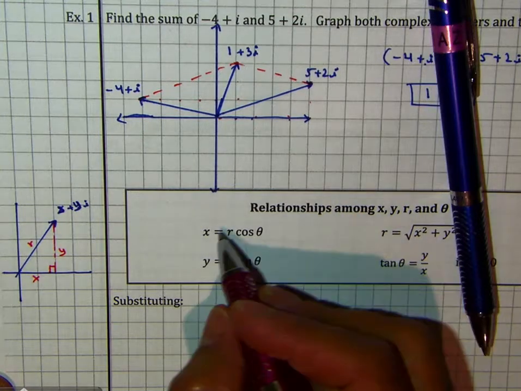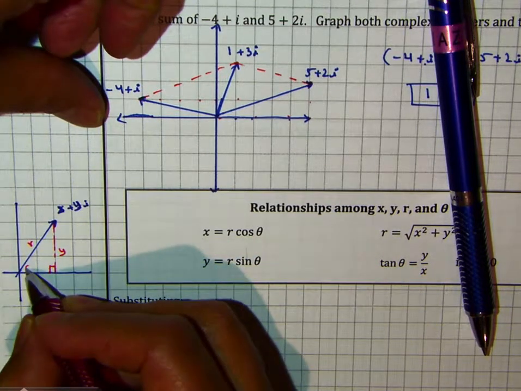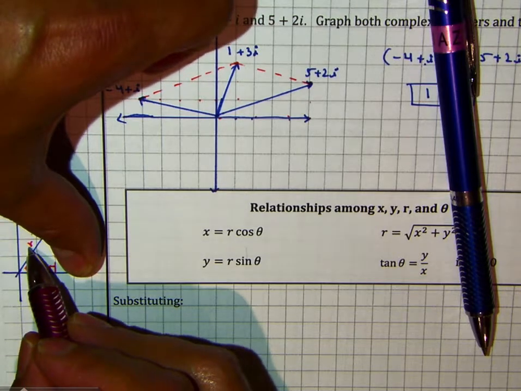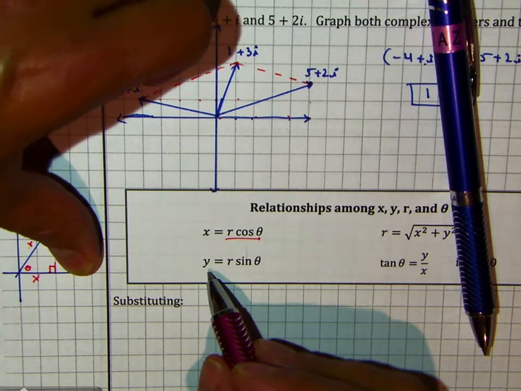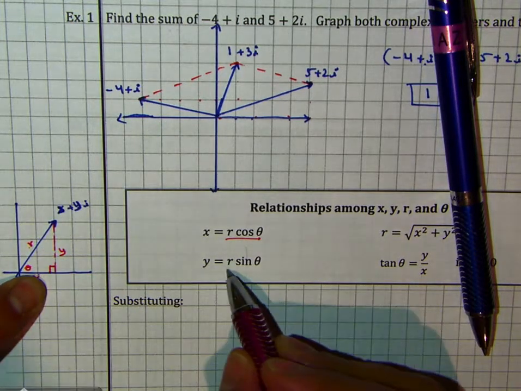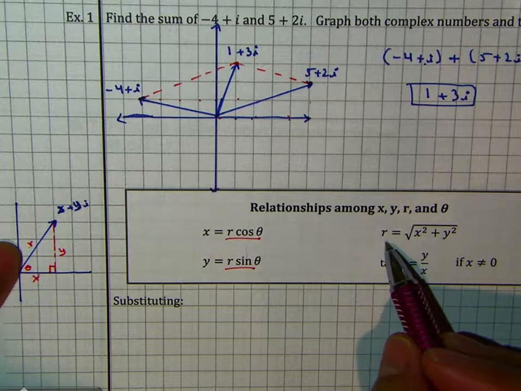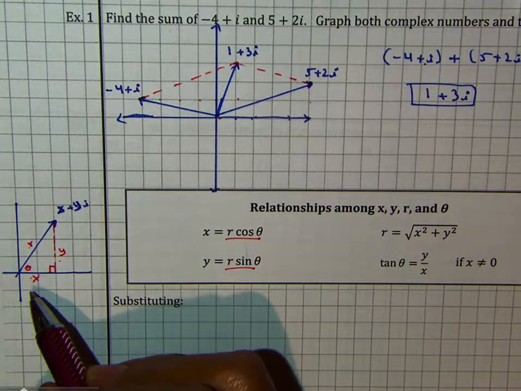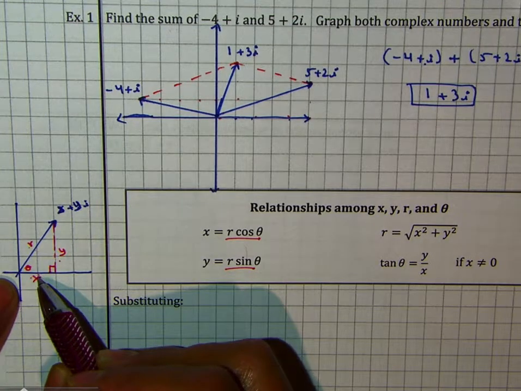To find x, and this is your angle, x is your adjacent over your hypotenuse, so we use the cosine. To find y, it's your opposite over your hypotenuse, so therefore we use sine, and we developed those formulas last time. To find r, we're going to use the Pythagorean theorem since this is a right triangle. And the tangent of theta is your y over your x.